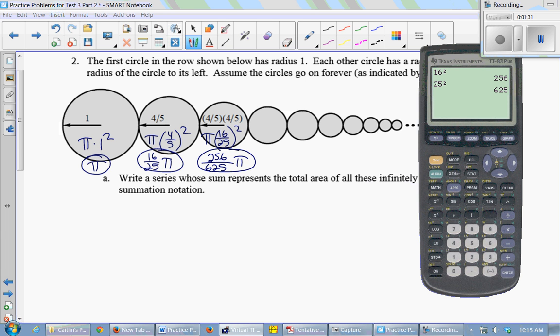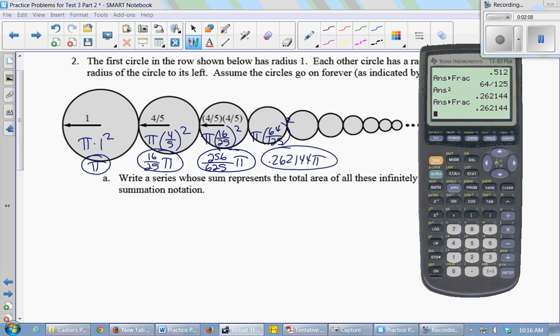And then my next one, its radius is 4/5 times 4/5 times 4/5, which is 4/5 cubed, 64 over 125. So this is pi times 64 over 125 squared, which is 0.262144 pi.